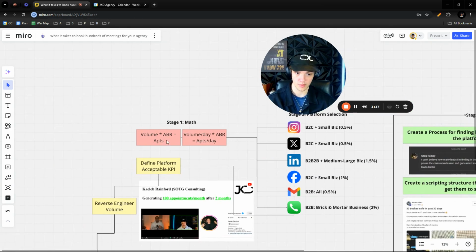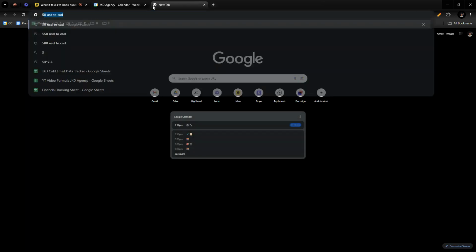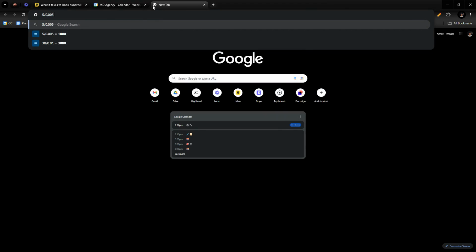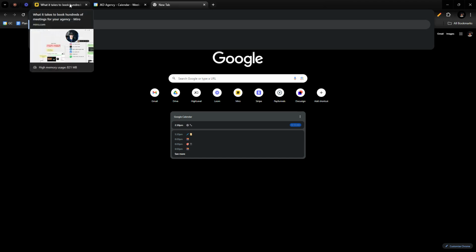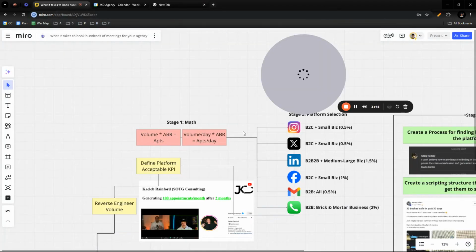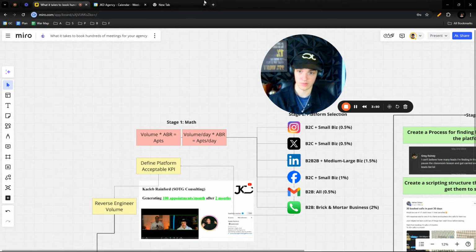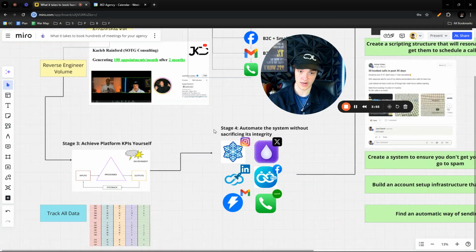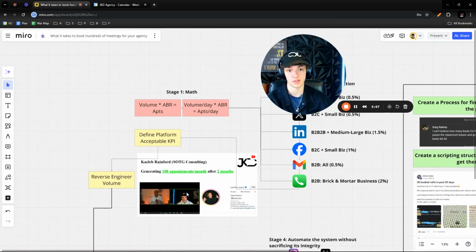So if you want to get 5 appointments per day, you're just going to do 5 appointments divided by 0.005, which is 0.5%. That means you need to do 1,000 outreaches per day with a 0.5% appointment booking rate, okay? And now you know exactly how much volume you need to do. Might seem like a lot, but we're going to jump into some different automation strategies, which are going to allow you to actually send that amount of volume without getting banned and everything like that, all right?